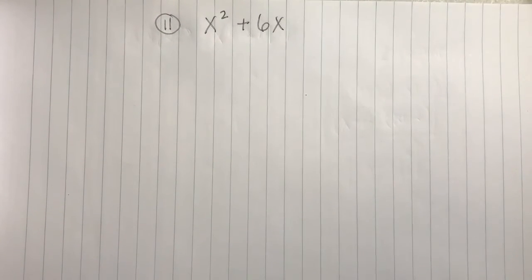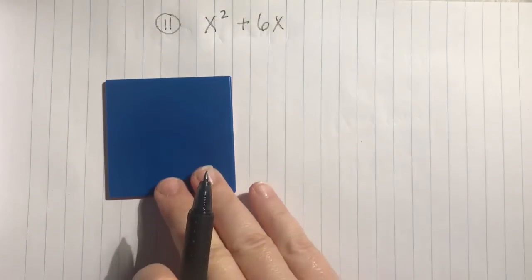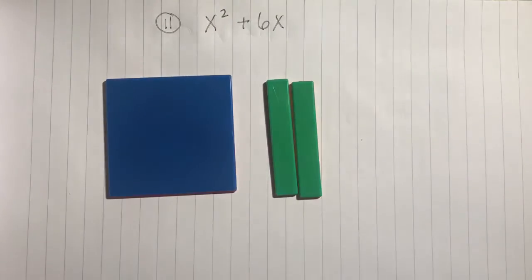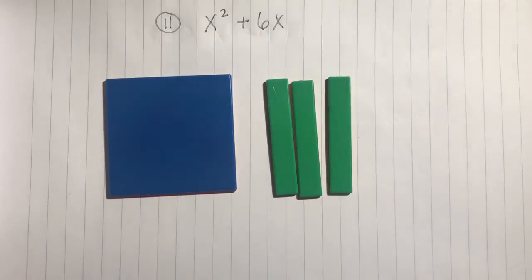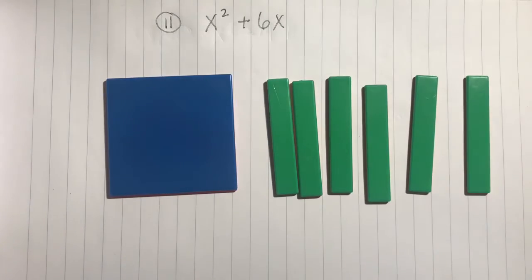Now moving on to number 11, which was at the end of topic 16, SAS 4, part 1. It should be on the last page, 11 and 12. That's what I'm going to do next. So here I have x squared plus 6x. So here's my x squared, and I need plus 6x, which is 6 of these. All right, so here's x squared plus 6x.